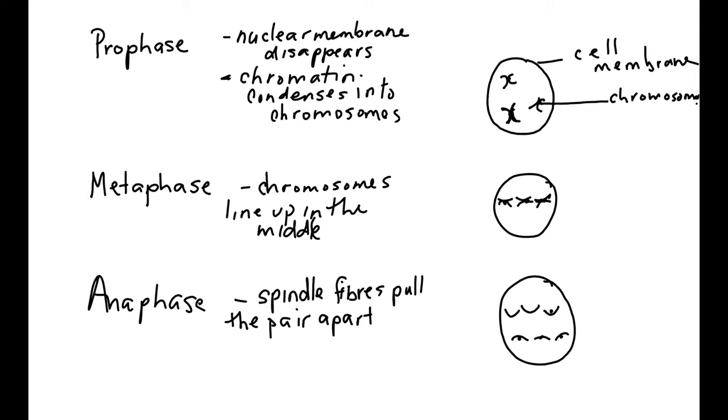At the centromere, and these spindle fibers pull. So the blue are the spindle fibers. They're pulling the chromosomes apart.